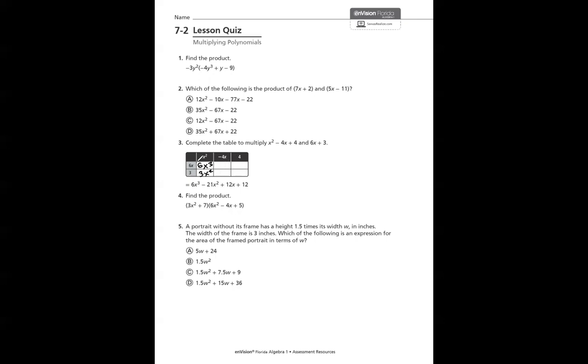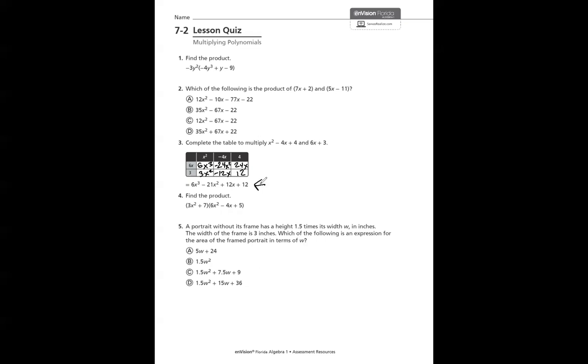Then I've got 6x times negative 4x. That's going to give me negative 24x squared. 3 times negative 4x would be negative 12x. 6x times 4 is 24x. And then 3 times 4 is 12. And if you were to combine these, they actually give you the answer right below.